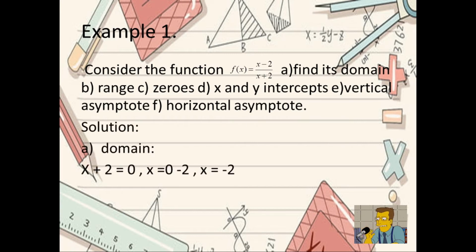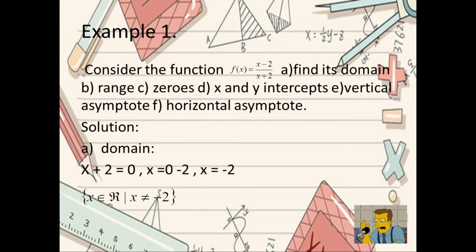Okay, solution. First, we find the domain. The first step is to know the x value that makes the function undefined. To find where the function is undefined, we use the denominator, and that is x plus 2. Equate it to 0, then x equals 0 minus 2, so therefore x equals negative 2.